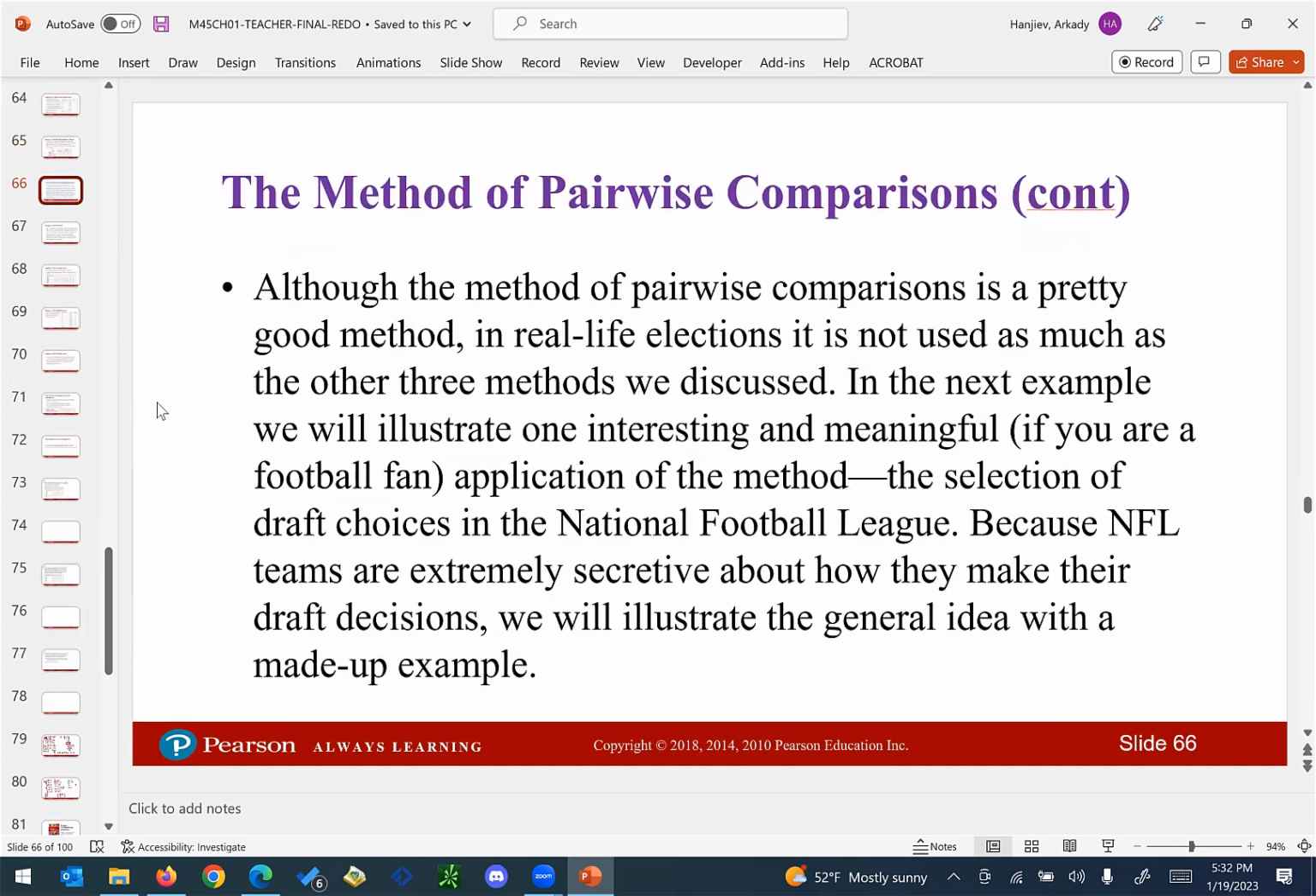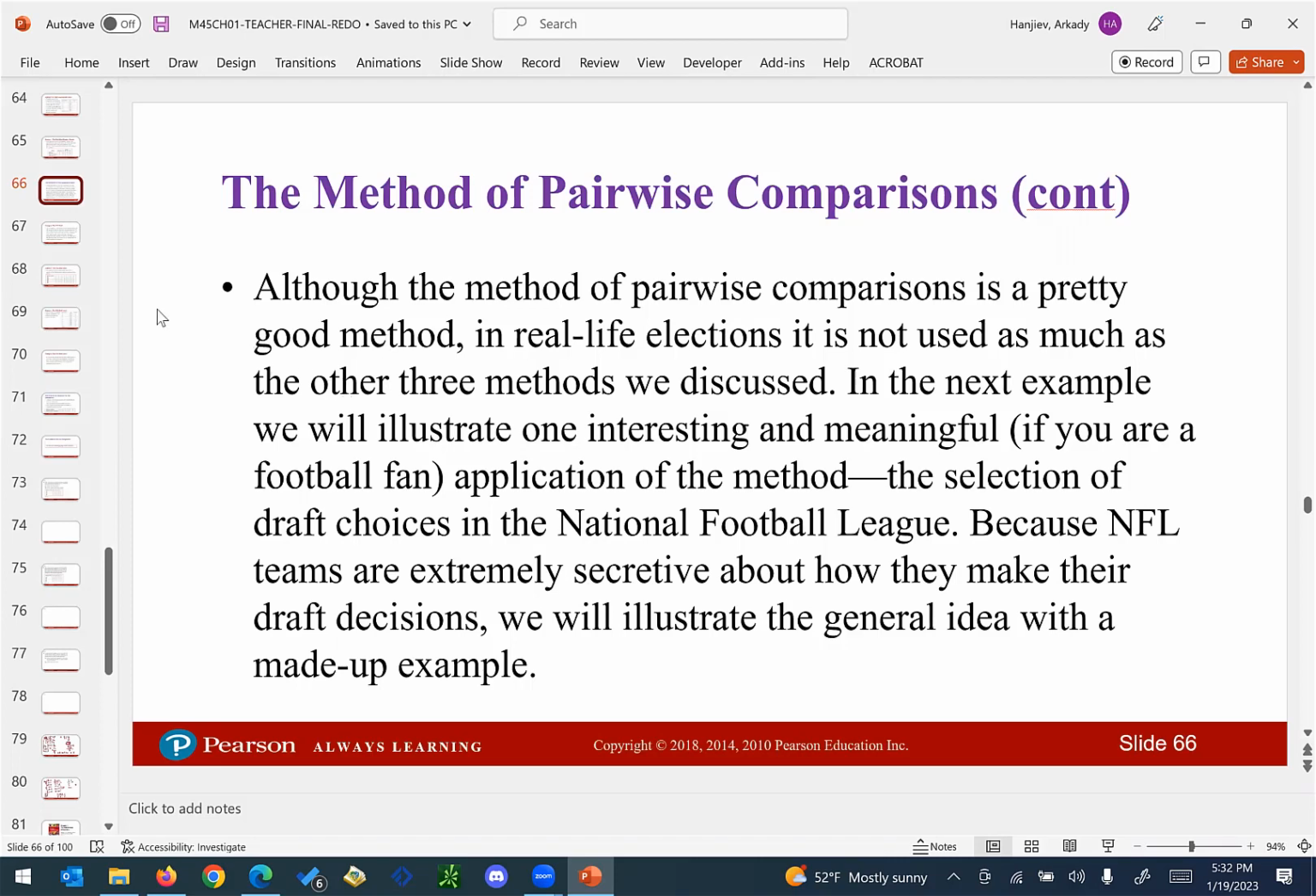Okay, so pros and cons here. Although the method of pairwise comparison is a pretty good method, in real life elections, it's not used as much as the other 3 methods we discussed. And the next example will illustrate one interesting and meaningful application of the method, the selection of the draft choices of the NFL. So NFL teams are extremely secretive of how they make their draft decisions.